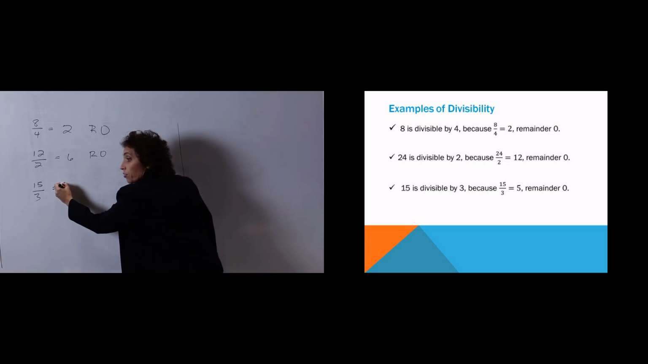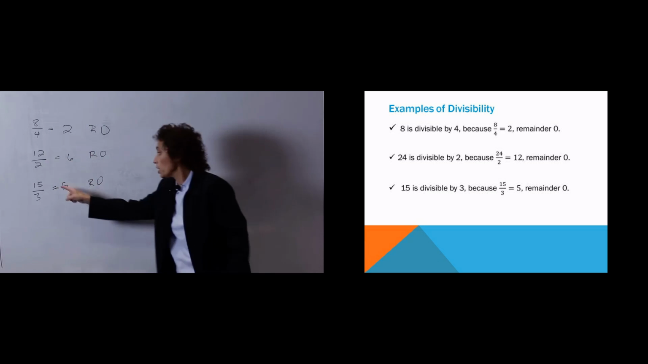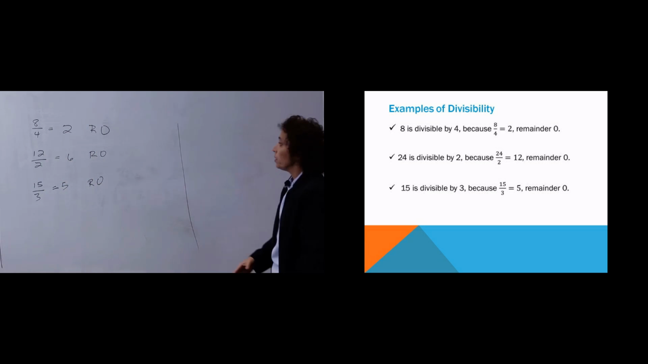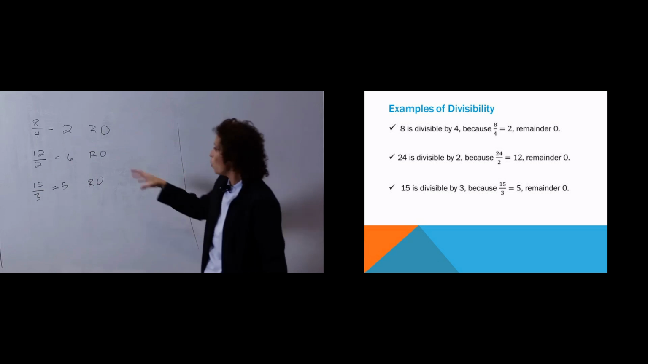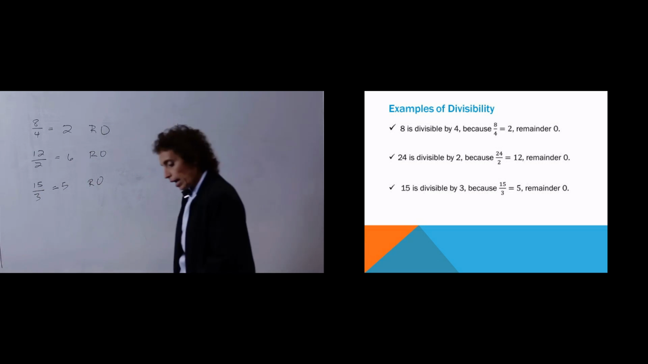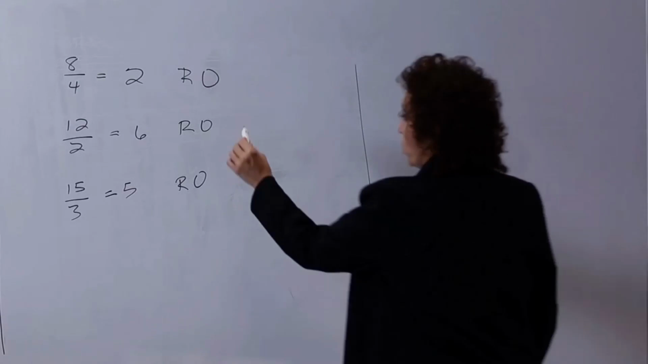15 divided by 3 is 5 with the remainder of 0. So that tells me that 15 is divisible by 3. And I can do this all day. Okay? If there is something left over, we don't really call it a leftover, we call it a remainder. Okay? So let's take a look at how to check this stuff and what that means.